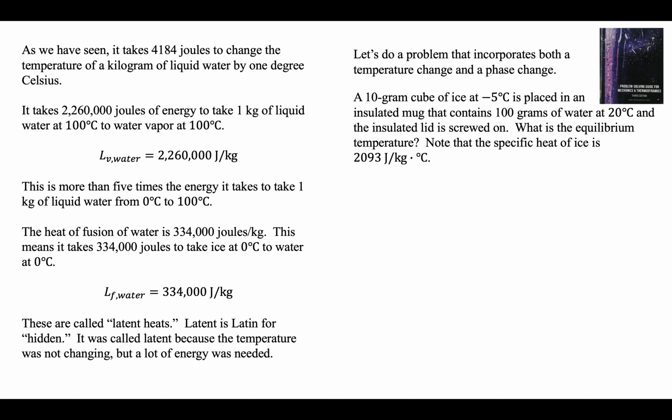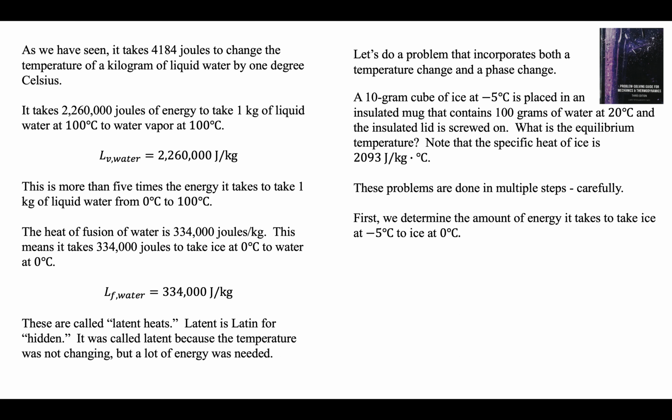So we have a 10-gram ice cube at -5 degrees Celsius, placed in an insulated mug with 100 grams of water at 20 degrees. And then we put the lid on. What's the equilibrium temperature? 10 grams of ice at -5, 100 grams of water at 20. Put the lid on. What happens? We have to do these problems in multiple steps, and we have to be careful because we don't know if all the ice is going to melt. Maybe there's going to be some ice left over. We don't know. We've got to figure it out. We have to range find.